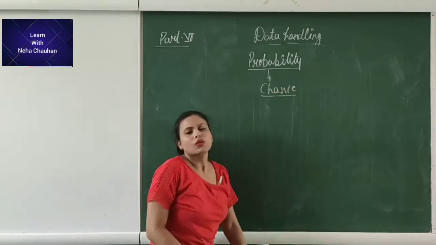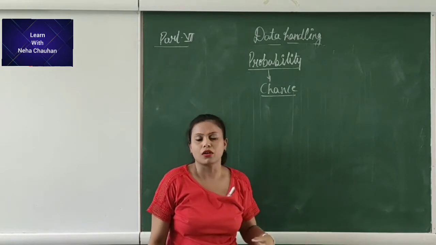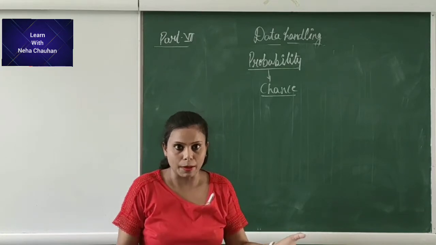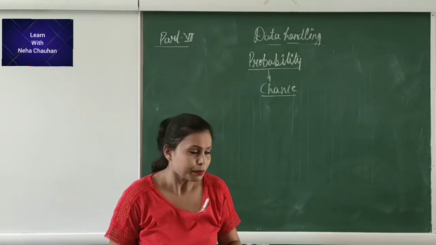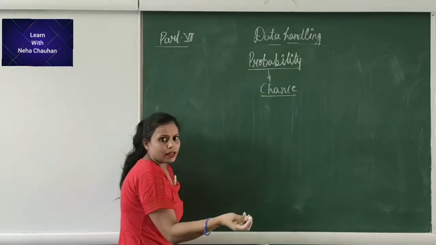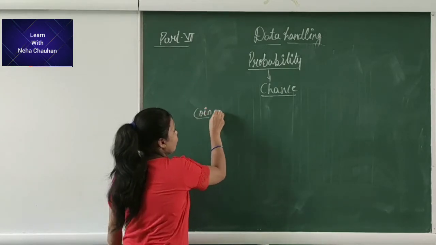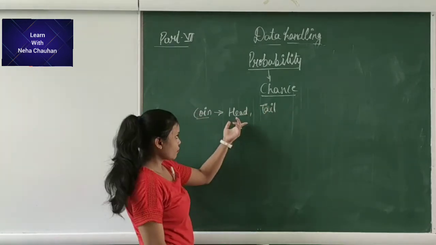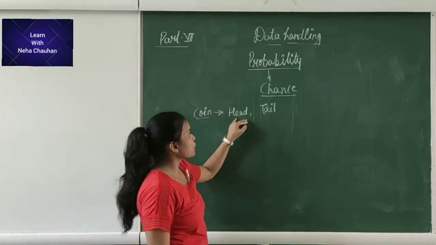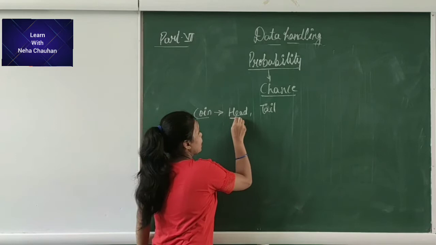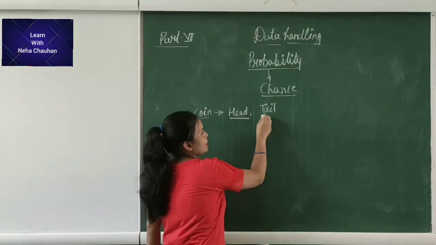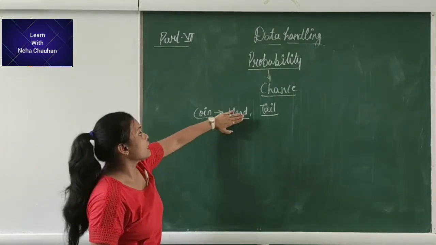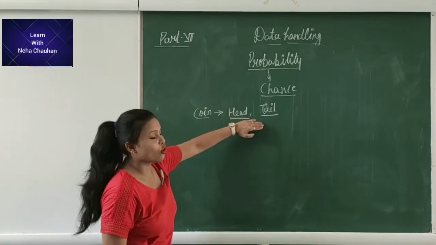That means we often say that it might rain today or not, right? So that is a chance of rain today. It might not happen, but we take a chance, right? So, like if we take a coin, it has two faces, head and tail. If we toss a coin, it might happen that head comes on the top or tail comes on the top. So we can say that it is a chance, or the probability, of coming head or tail.